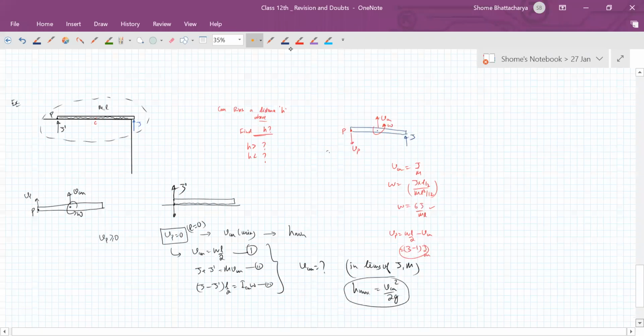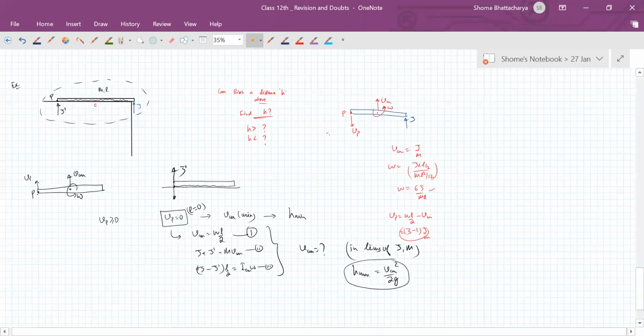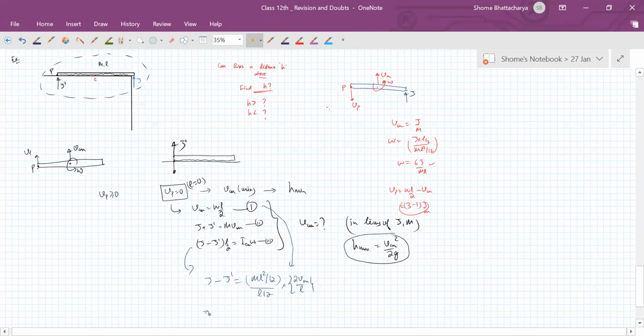Okay, so let's look at the solving part of this. So this equation will become J minus J prime is equal to ML square by 12 divided by L by 2 into omega, which from here you can substitute as 2 VCM by L. So J minus J prime will become 4 by 12, so 1 by 3 now. Are we getting this?